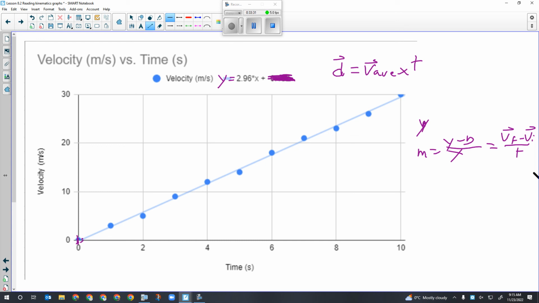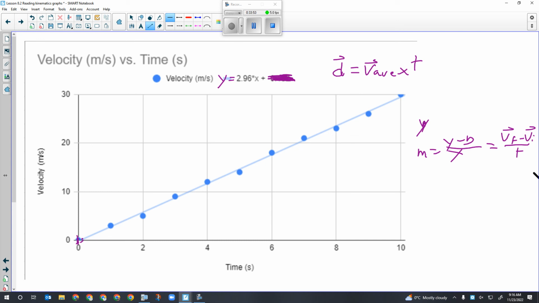It would be 15 meters per second. Half the time I would be going slower than 15. Half the time I'd be going faster than 15. My average would be halfway between my initial and final velocities, provided the acceleration is uniform. That means it's a straight line. Okay, in this case, it is. So my average velocity is going to be 15 meters per second.